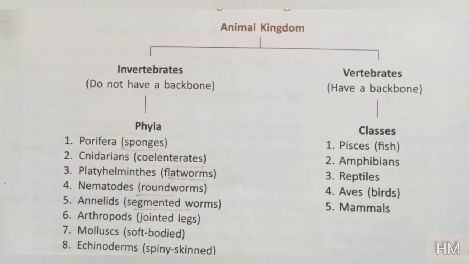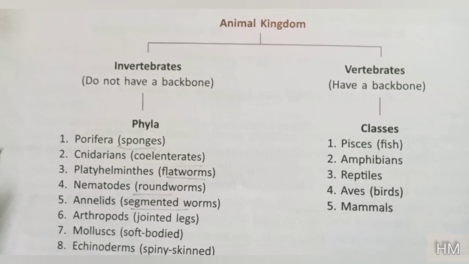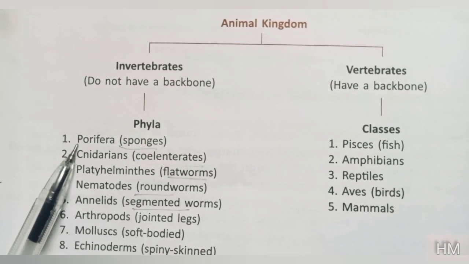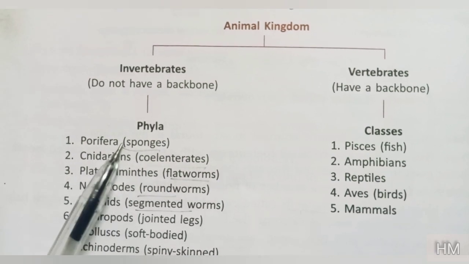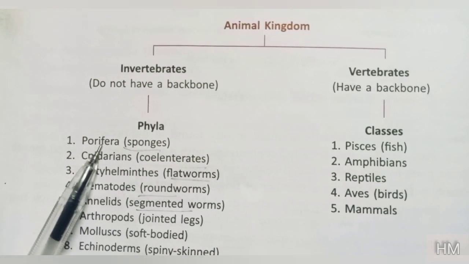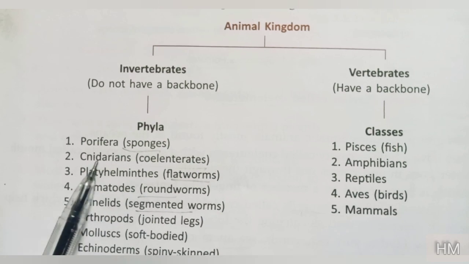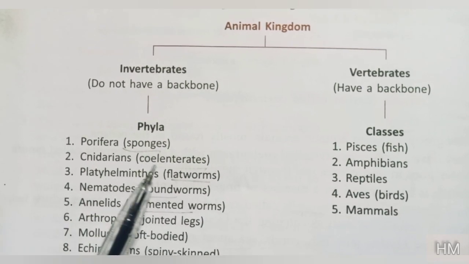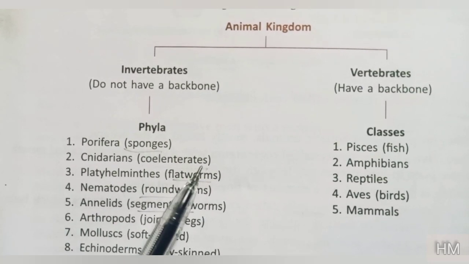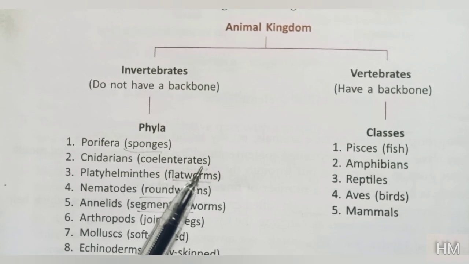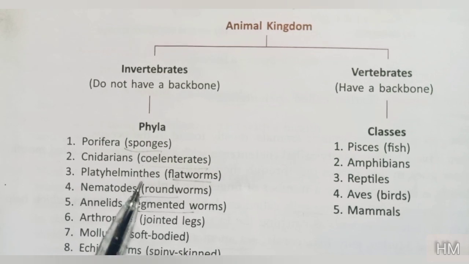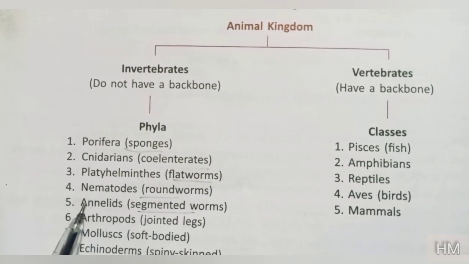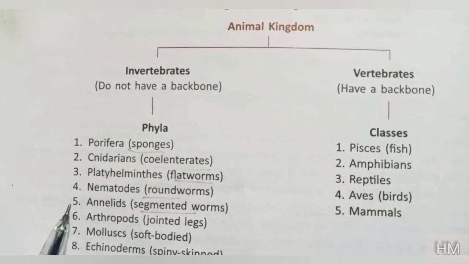Now very simple things to learn about them: Porifera. The pori word itself tells you pores. So all the sponges come under Porifera. Phylum Porifera. Cnidarians are also called coelenterates. Coelenterates basically resemble the body cavity. Platyhelminthes, whereas nematodes and annelids could be remembered together.